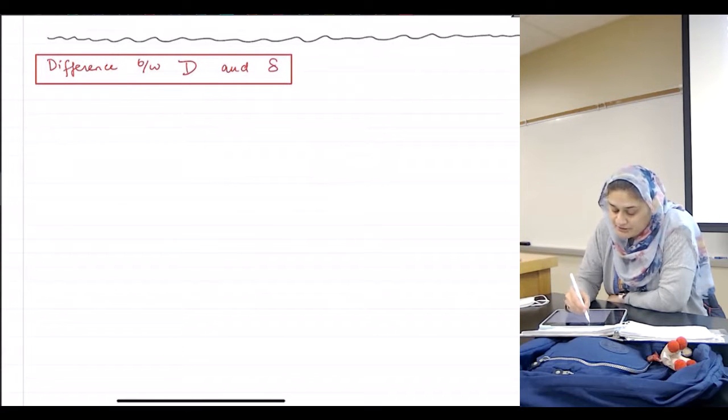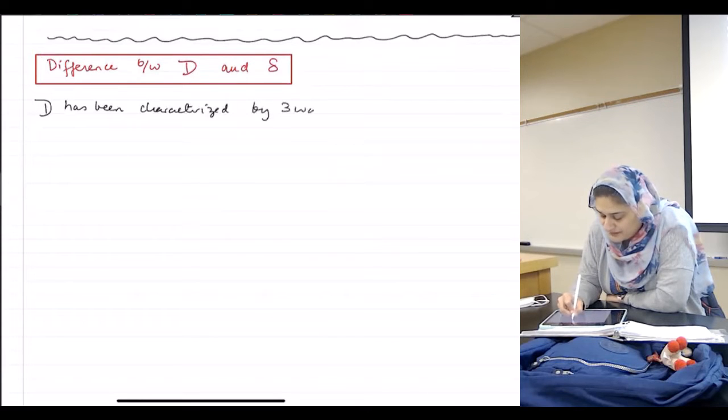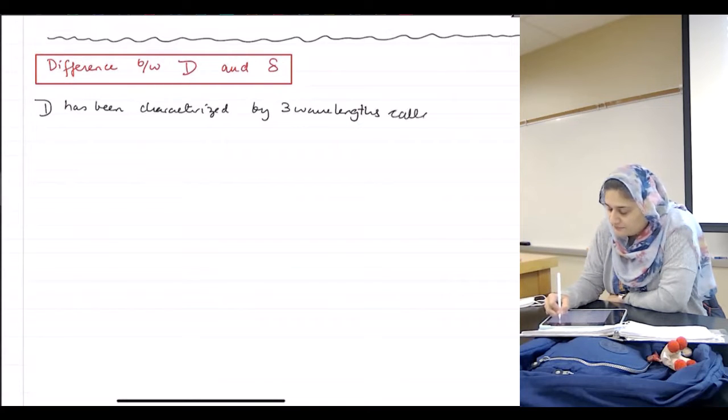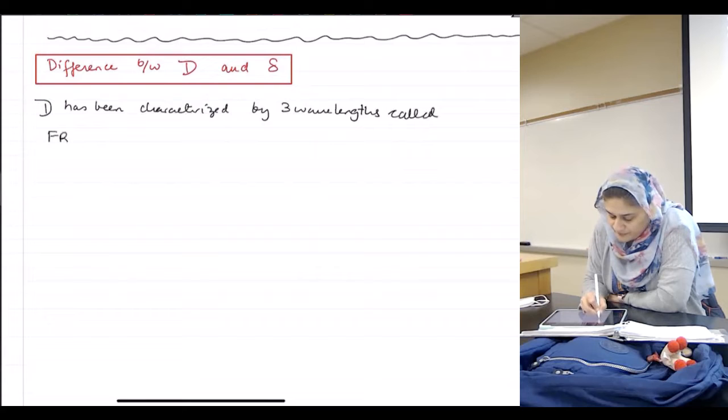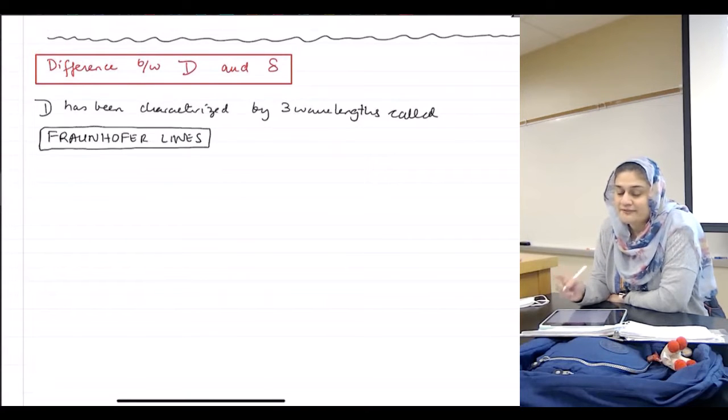So dispersion historically has been characterized by the three wavelengths we were talking about, called Fraunhofer lines. And why are they called Fraunhofer's lines? Because J. von Fraunhofer studied them.